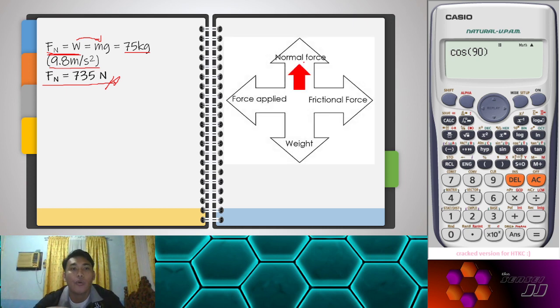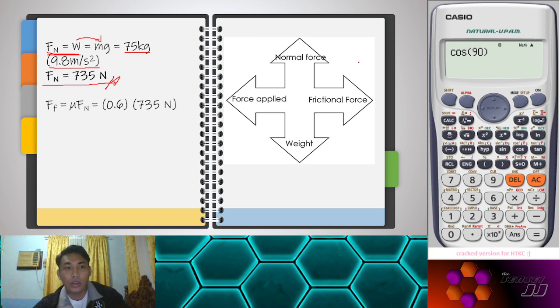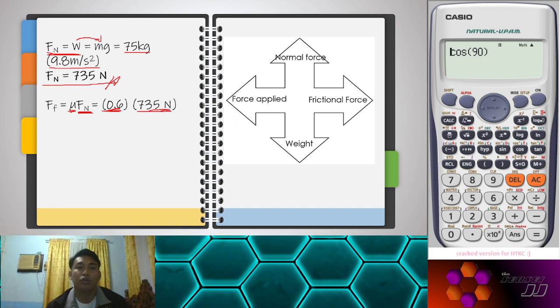Okay, so sir, how does that happen? So the normal force is going up and the weight is going down. So applying again the third law of motion, for every action there is an equal and opposite reaction. So we have that normal force and our weight of 735 newtons. Okay, so next we have our frictional force. Solving for the frictional force, guys, we have the formula of mu multiplied by our normal force. We have mu of 0.6 and the normal force of 735 newtons.